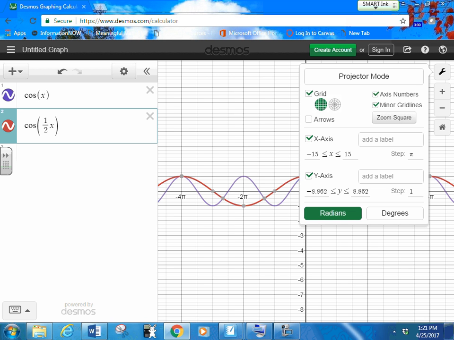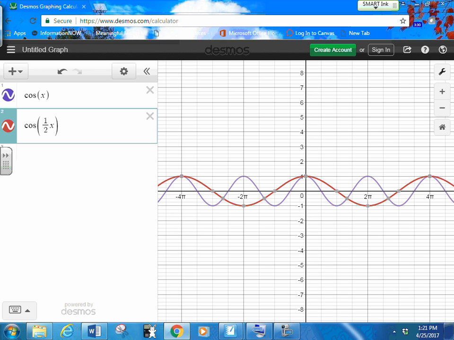What is the period for cosine x? Can I click it off the wrench? Great. Yours should look like mine. So, cosine is in blue. What is the period of the cosine? The parent. What is the period of cosine x?